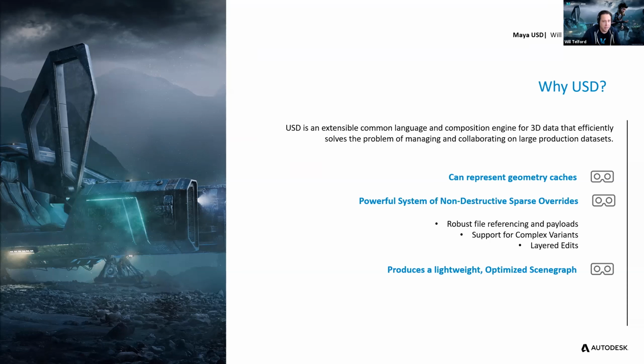One of the more powerful features of it is the fact that it has a system of non-destructive sparse overrides, which it implements through something it calls composition arcs. This is a compositor for 3D data. So you can have a bunch of different ways of authoring opinions about data, and those opinions are all resolved down to compose a final scene graph for you. So of the types of composition arcs, we have file references, and we have payloads, we have variants, we also have just basic layers, sublayers. And at the end, all of that is composed together and produces an extremely lightweight, highly optimized scene graph.